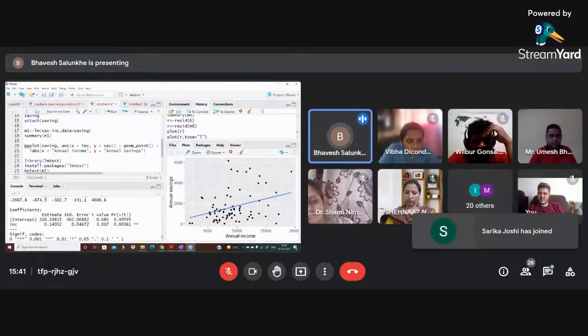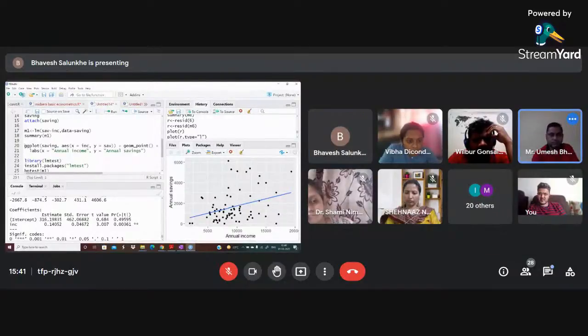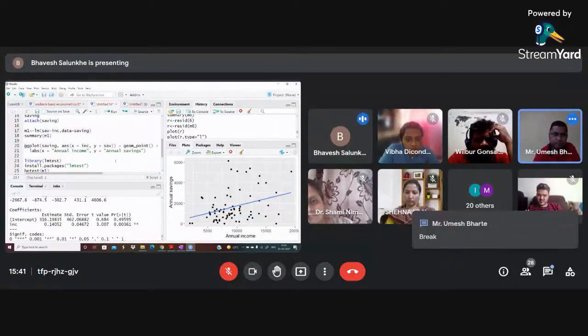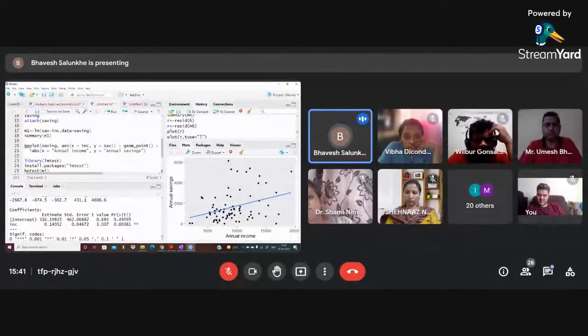Understood the difference between the two? Yes or no? Yes, yes. We can take a break. We are done with the heteroscedasticity part. The weighted least square I'm not going to do. It is a little complex, and we don't have time to go into weighted least square also.